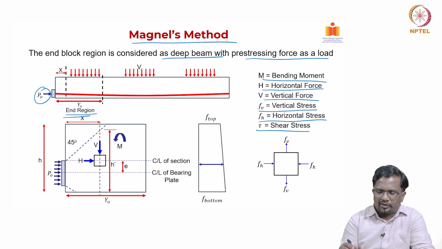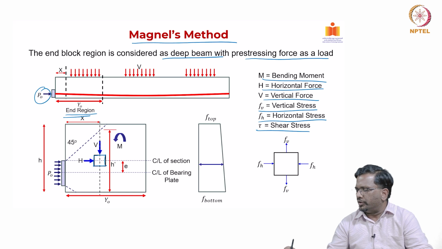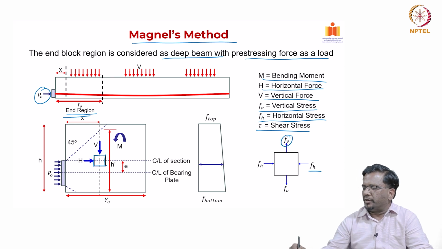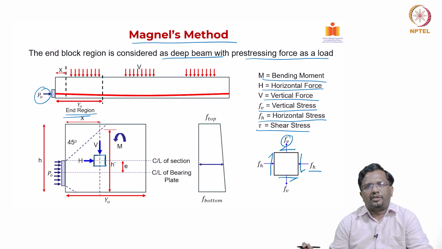So, if you look at this element, basically what we are trying to do is take a small element and find out the two normal stresses, which are FH and FV. In addition to that, you will also have shear like this. All these things are calculated, and then you find your principal compression and tension stresses, just like we did in shear and torsion.